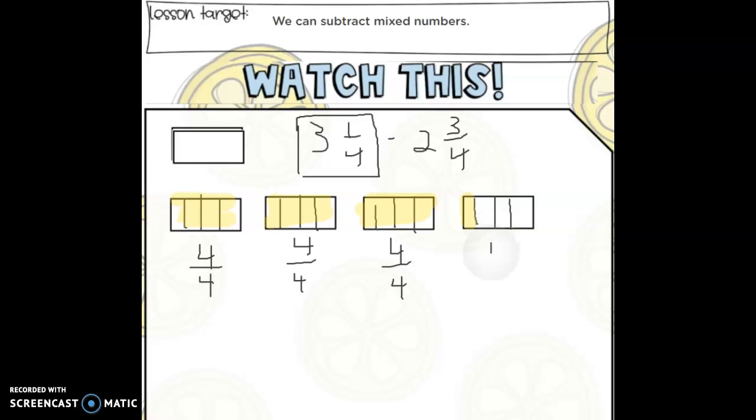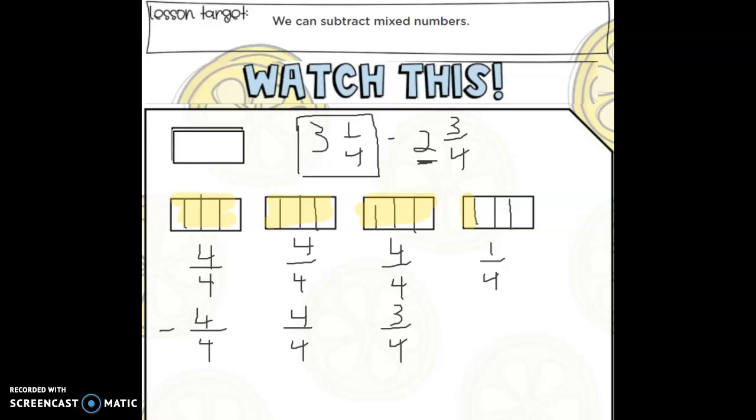And these models really help me stay nice and neat. I write them right underneath my model. So I have 4/4, 4/4, 4/4, and 1/4. Now I'm taking away 2 wholes and 3/4. So I know that each of these wholes I can also write as 4/4. So I'm going to write what I'm taking away underneath. So I'm taking away 1 whole, 2 wholes, and 3/4. And I'm writing those right underneath in order.